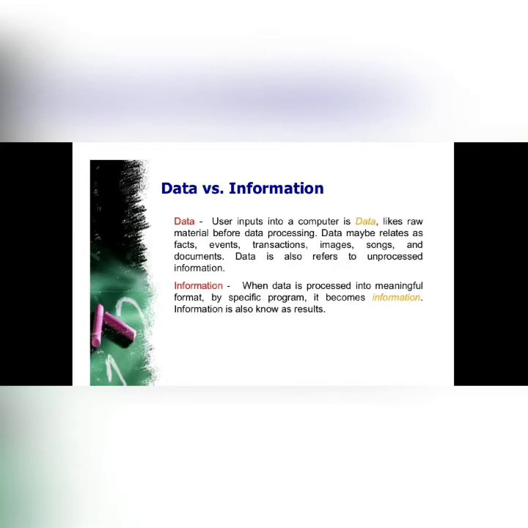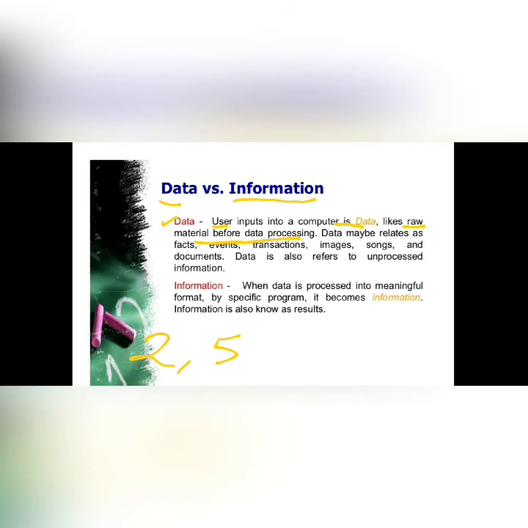So now let's clear the terms. What is data and what is information? What is the difference between these two terms? What is data? Mainly the input which we give to the computer is called data. What the user inputs into a computer is data, like raw material before data processing, as we have done in the example: 2 and 5. These are raw facts, or we can say data.